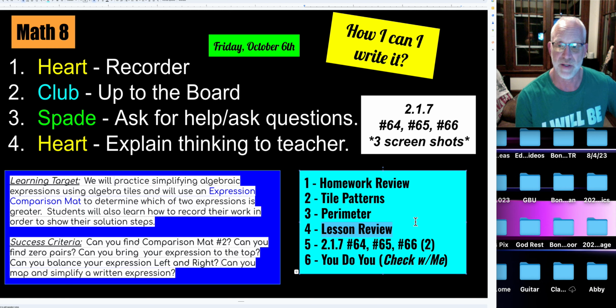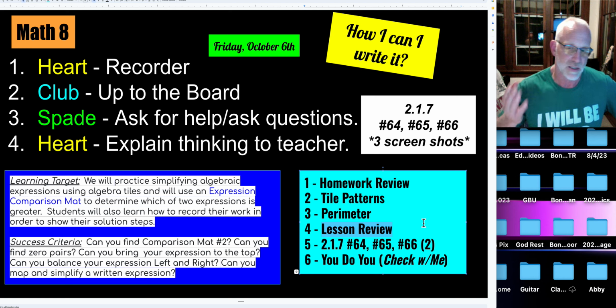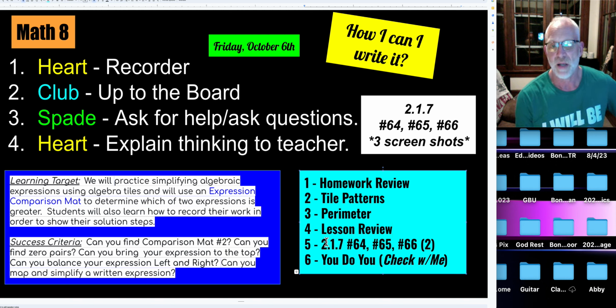Yesterday we did the lesson review where I said you've got to send me screenshots, and we're going to go through those and see what they look like and how I set those up, and see if the kids had a similar experience. After the review's over, I'm going to give the kids 2.1.7, problems 64, 65, and 66. Those are in your ebook. We want 1 screenshot for 64, 1 screenshot for 65, and 2 screenshots for 66.